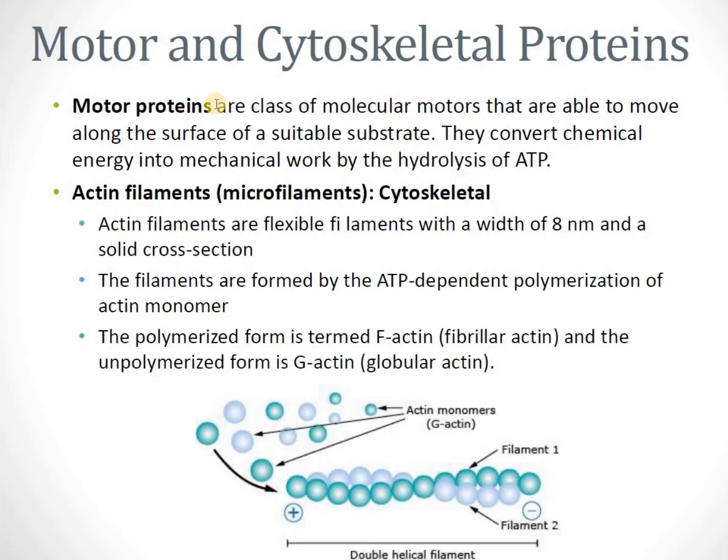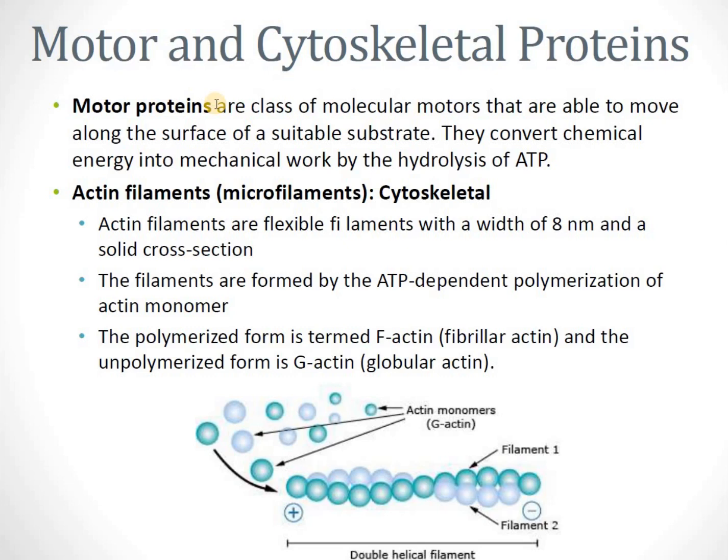So these are the motor and cytoskeletal proteins. The motor proteins are a class of molecular motors that are able to move along the surface of a suitable substrate. They convert chemical energy into mechanical energy by hydrolysis, or breaking down, of adenosine triphosphate into adenosine diphosphate and phosphate ions.